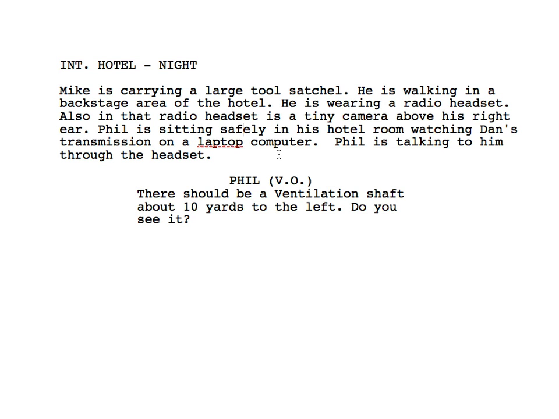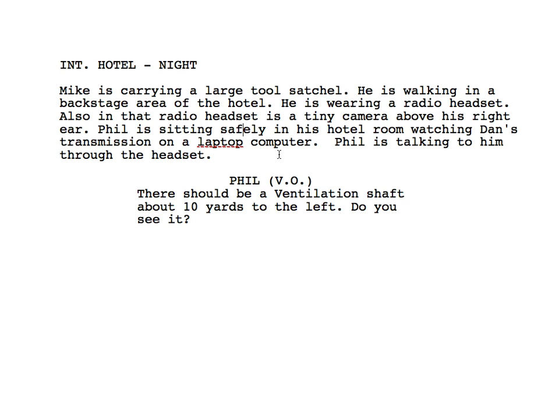Interior hotel, night. Mike is carrying a large tool satchel. He is walking in a backstage area of the hotel. He is wearing a radio headset. Also in that radio headset is a tiny camera above his right ear. Phil is sitting safely in his hotel room watching Dan's transmission on a laptop computer. Phil is talking to him through the headset. Phil: There should be a ventilation shaft about 10 yards to the left. Do you see it?